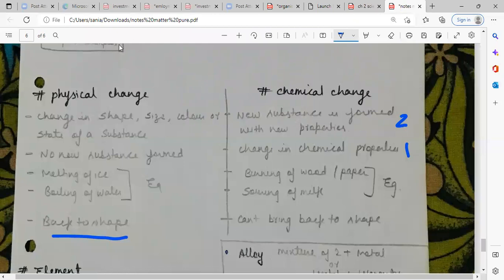So writing down, your heading will be difference between physical and chemical change. First point, second point, third and fourth. First, second, third and fourth. These are the examples. These two are the examples.